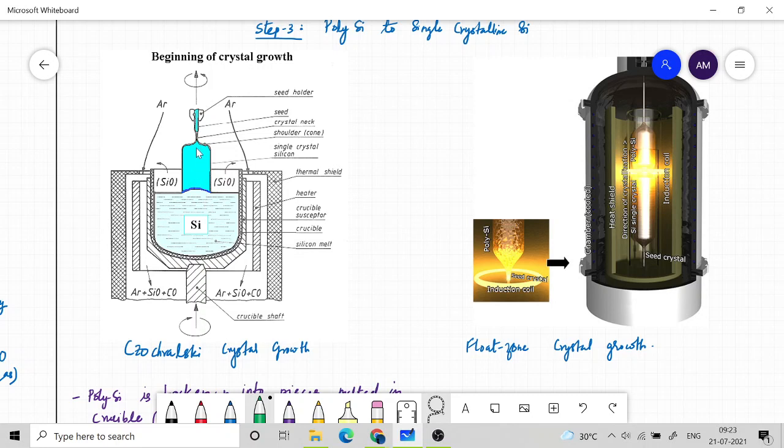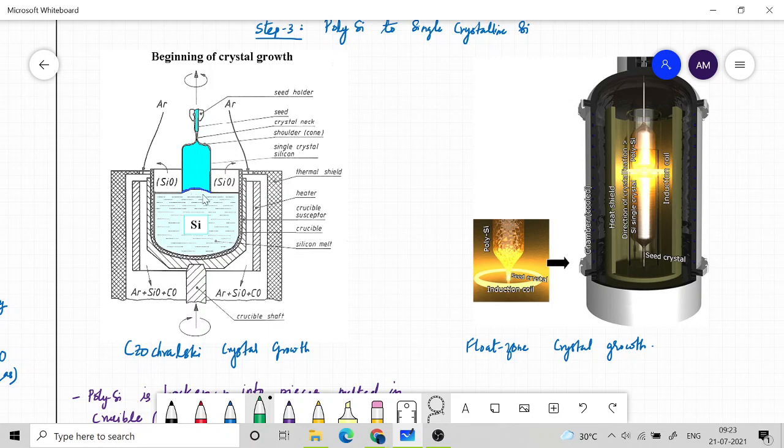And the direction I already told you, the vertical direction should be the direction corresponding to the plane that you require. Okay, if you want 100 plane, the vertical direction should have an alignment of 100 direction. And now the diameter of the wafer, basically you are going to get something like a cylindrically shaped material, as you can see here in the cyan color.